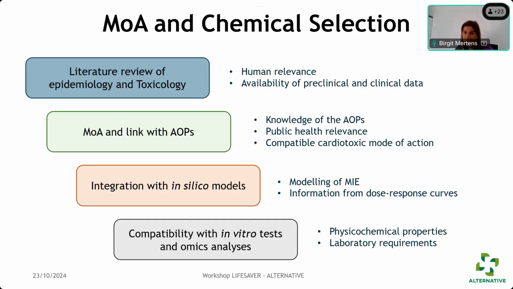And then finally, we also had to make sure that the compounds that we selected were compatible with the in vitro test and the omics analysis that we would perform. This is, of course, important with respect to, for example, physicochemical properties. You need to be able to bring your compound into solution, and there are also some laboratory requirements. For example, preferably you work with compounds that are not too toxic, although, of course, if you're performing toxicity testing, this is something that you have to deal with as well.